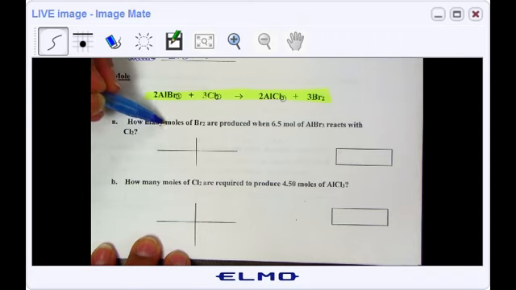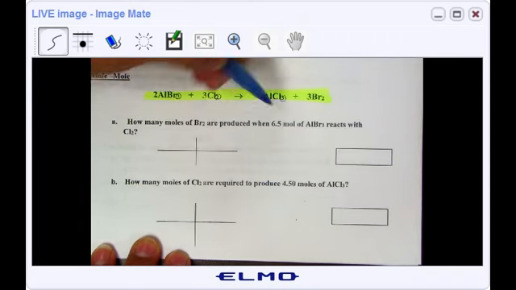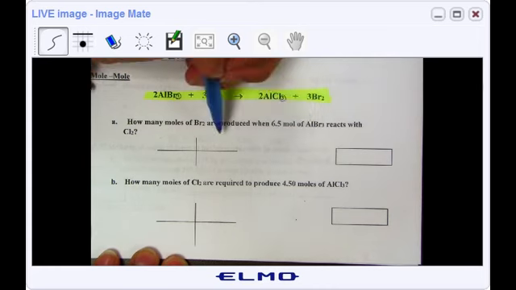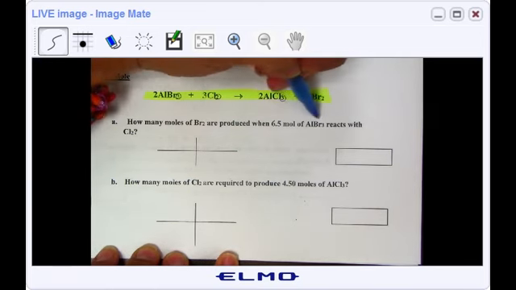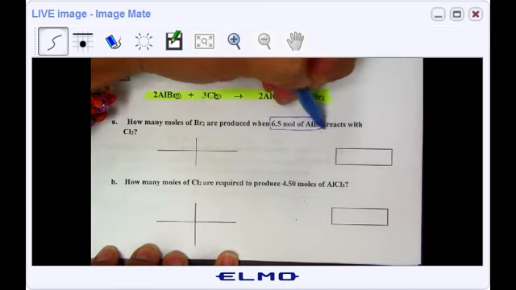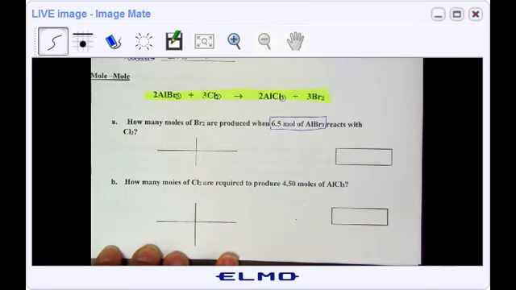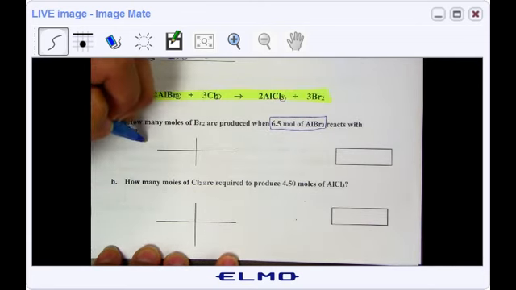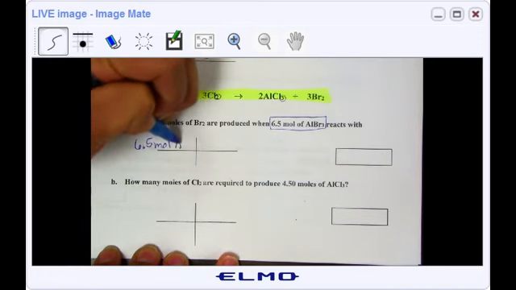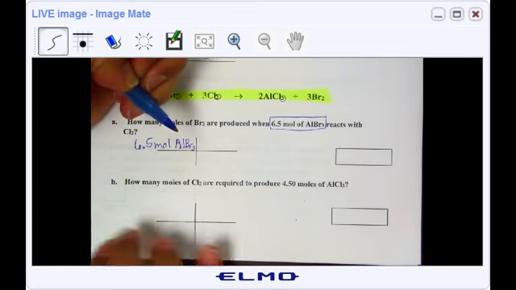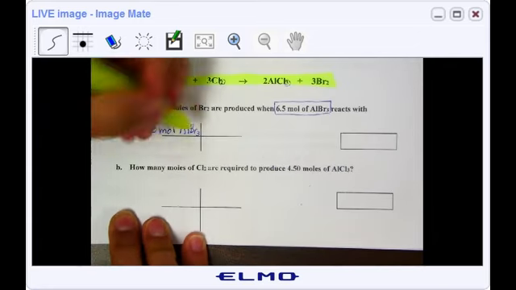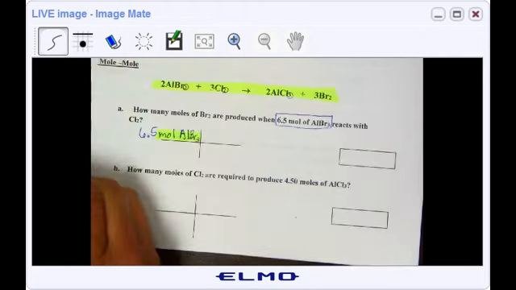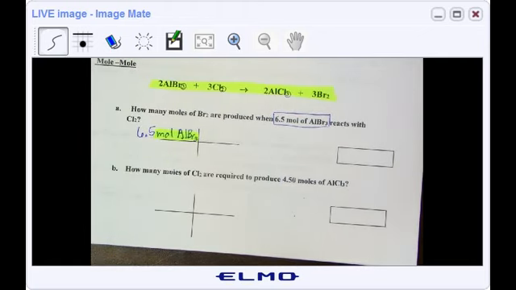A. How many moles of Br2 are produced when 6.5 moles of AlBr3 reacts with Cl2? Okay, before you even begin, you need to locate the first number you're given. The first number you're given will always be written on the top left-hand corner. That is what you'll start with. You always need to include this portion. It's very, very important. It tells you your next step. Not only that, it keeps you organized.